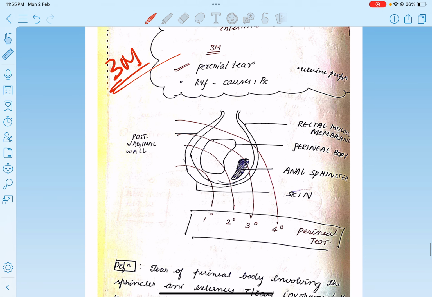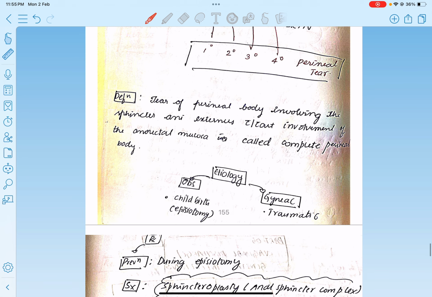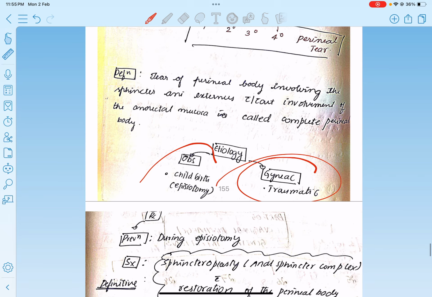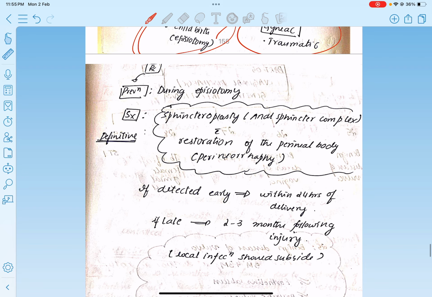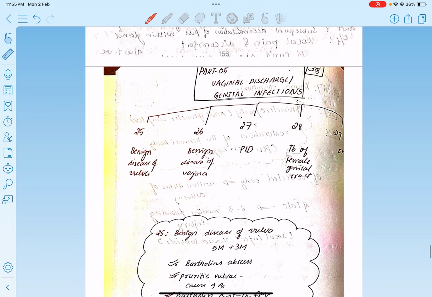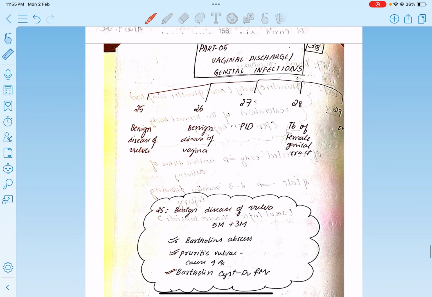Again, about the perineal tear, I have discussed already in that class. The gynaec related things and obstetrical. Then how do you manage? Only after everything has subsided, you will take up for operation. This is one important thing, but I'm sure you would have studied it from the textbook, so there's nothing for me to discuss here. So these are the conditions.